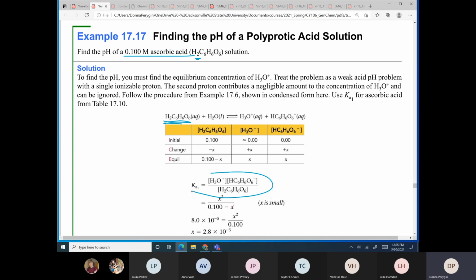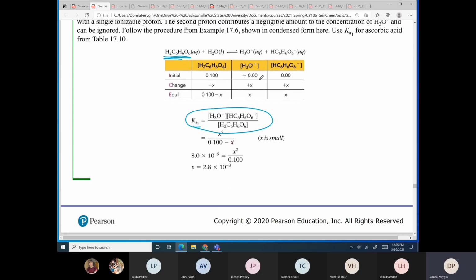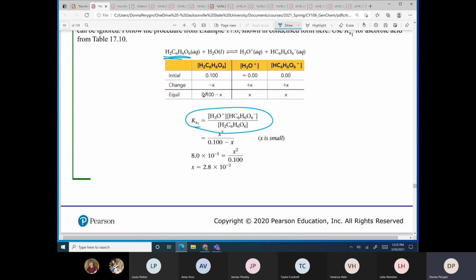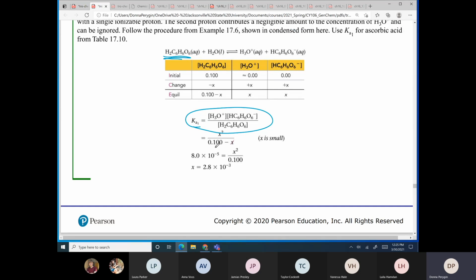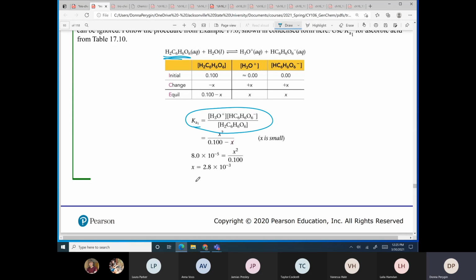You set the Ka equal to the products over reactants, okay, and then you put the equilibrium values from the ice table in. We've done this 100 times, right? You set that equal to the Ka for the first ionizable hydrogen and solve for X, and that's going to give you your H plus concentration.